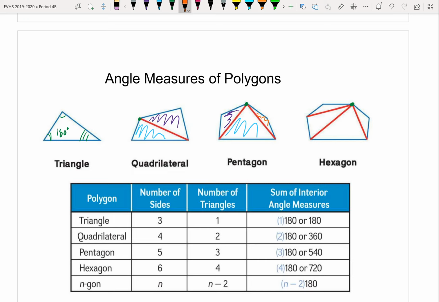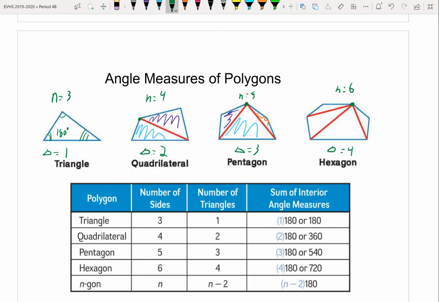See, a triangle only has one internal triangle. The quadrilateral has 2. The pentagon has 3. The hexagon has 4. Now, you'll notice on here that the n value here, n equals 3, and my triangle number is 1. Here n is 4, and I have 2 triangles. Here n is 5, and my number of triangles is 3. Here n is 6, and my number of triangles is 4. In every single case, the number of triangles is exactly 2 less than the number of sides.